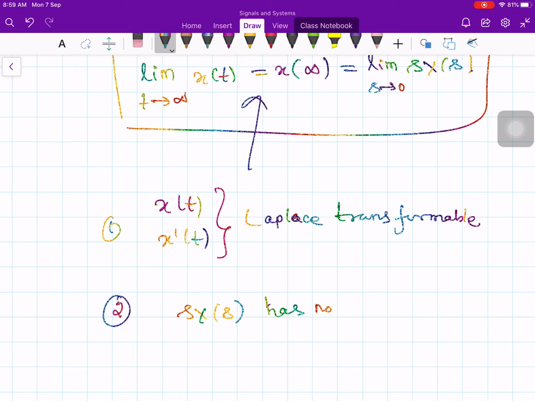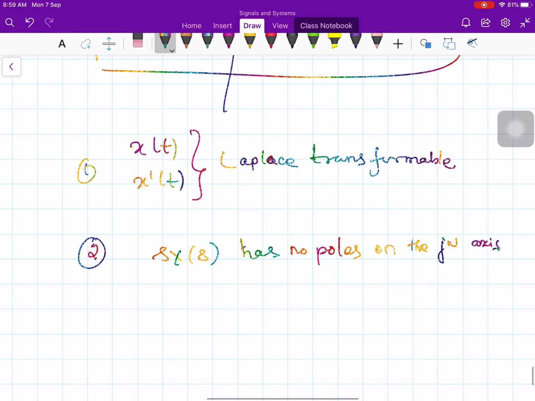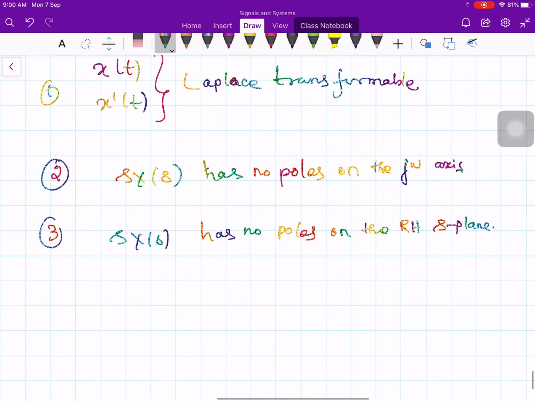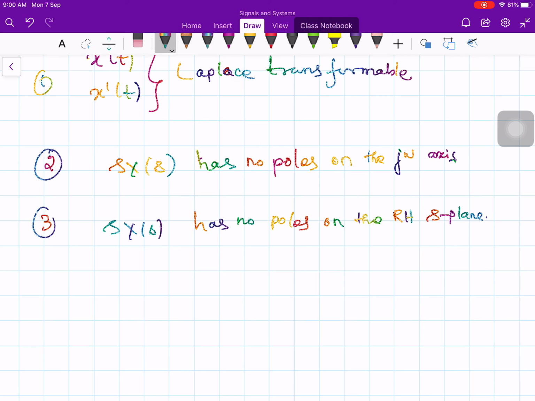X of s has no poles on the j omega axis. Similarly, s times x of s has no poles on the right half s plane. So these are the three conditions that one should make sure before you apply the final value theorem.